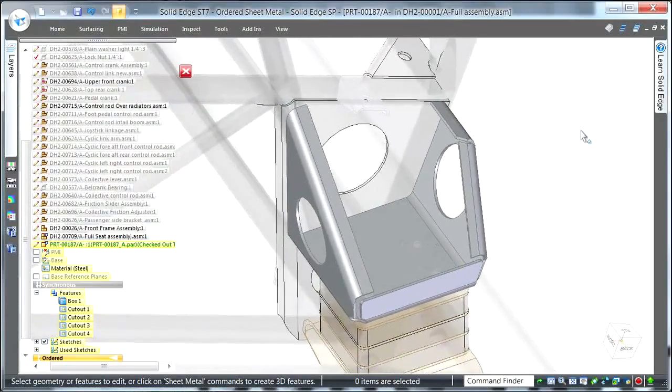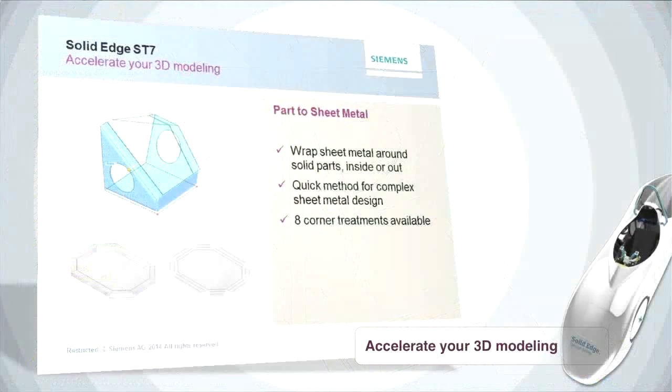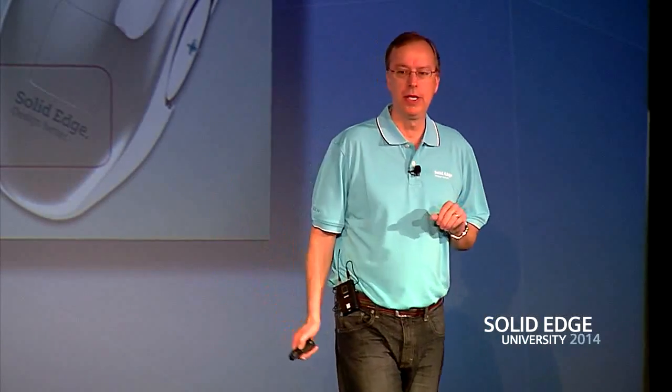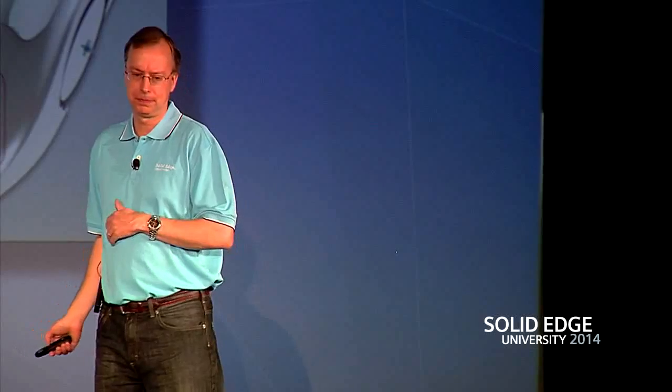This particular one, very fast to create the sheet metal parts. The corner treatments are available, so you can quickly put in the real manufacturing information you need. And in fact, we did some testing on this. We built that exact same part in ST6, the quote old-fashioned way. We built the same thing in ST7. It was 5 times faster using this new technology. So that's a brilliant performance improvement.